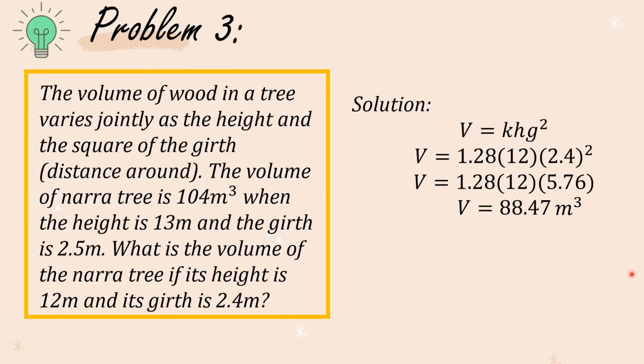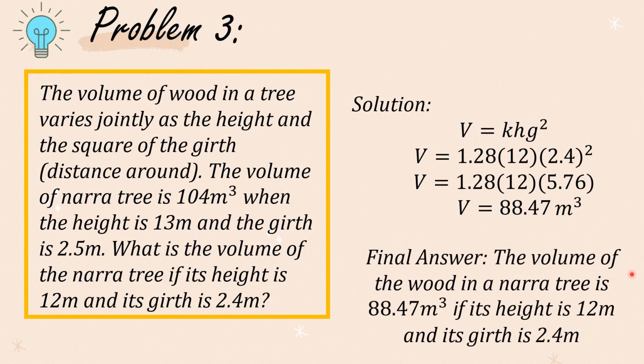88.47 meters cube. So, ano pang hinihintay natin? Ibigay na natin ang final answer. So, the final answer for problem number 3 is the volume of the wood in a Nara tree is 88.47 meters cube if its height is 12 meters and its girth is 2.4 meters. Galing! Tapos na din natin ang problem number 3. Last problem na lang. And then, master na natin ang pag-solve ng variations. So tara na, let us go to problem number 4.